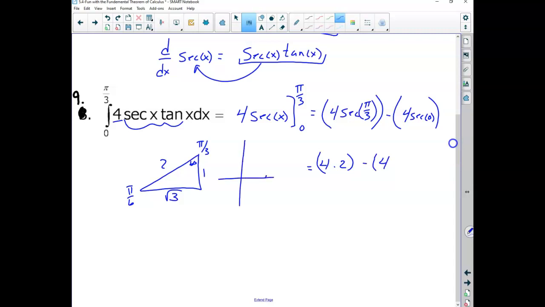Now that's putting me right here where that's 0. Remember, this is the cosine. So if the cosine of 0 is 1, that means the secant of 0 is also 1 because the reciprocal of 1 is 1. So that's going to give me a times 1. That's going to give me 8 minus 4. So that area should be 4.